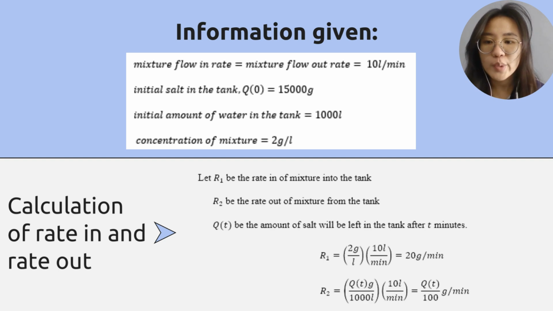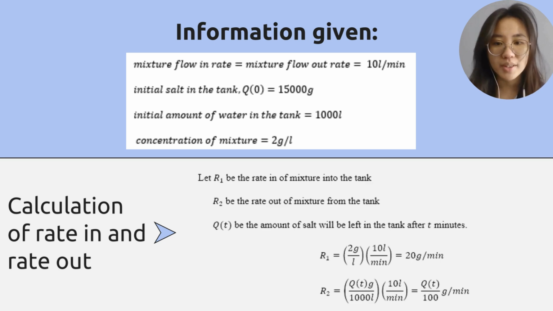And we will continue with the calculation of the rate in and rate out. In this case, we let R1 be the rate in of mixture into the tank, R2 be the rate out of mixture from the tank, and Q(t) be the amount of salt left in the tank after t minutes. We get that R1 is equal to 20 grams per minute, and R2 is equal to Q(t) over 1,000 grams per minute.